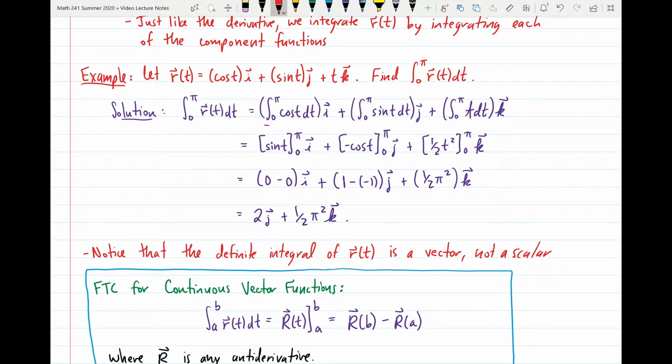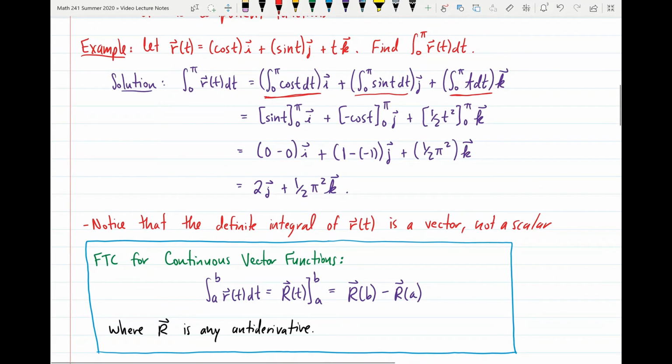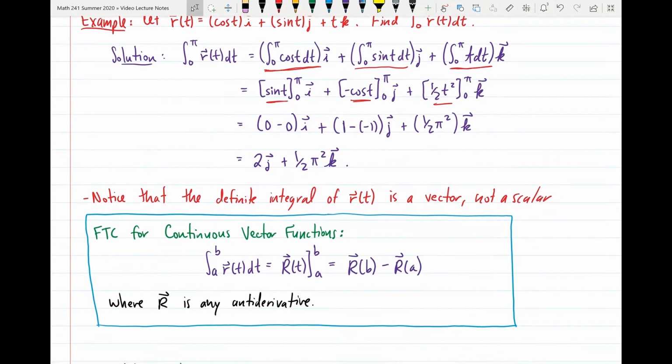So for the i component, we end up with the integral from 0 to pi of cosine of t dt. For the j component, we have the integral from 0 to pi of sine of t dt. And for the k component, we have the integral from 0 to pi of t dt. Now the integral of cosine is sine, and we're going to evaluate at pi and 0 here to eventually get our i component. The integral of sine is negative cosine. The integral of t is 1/2 t squared. And now evaluating at pi and 0 in each of these expressions, we get that the i component is actually equal to 0, the j component is going to be equal to 2, and the k component is going to be equal to 1/2 pi squared.